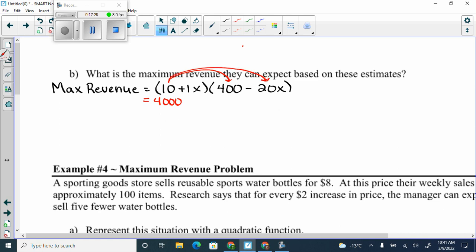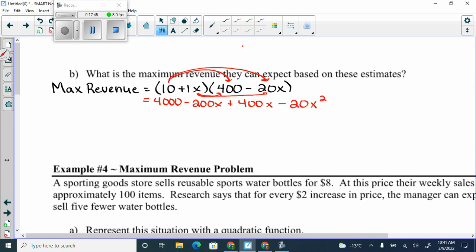10 times negative 20x is negative 200x. 1 times 400x is 400x. And then 1x times negative 20x is negative 20x squared.